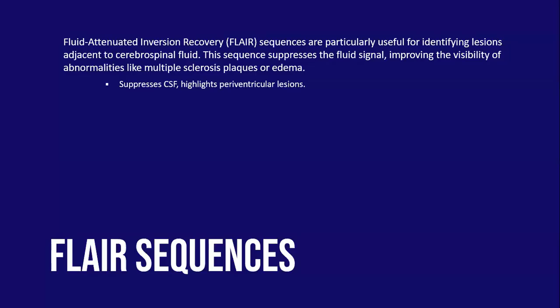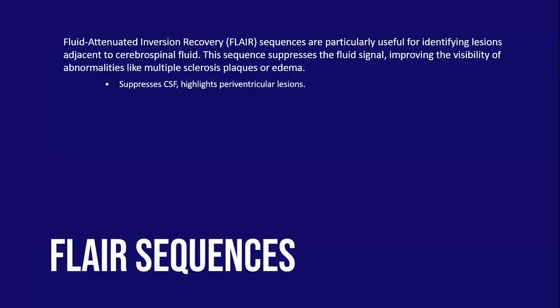Good. Now we have a 4th sequence that I would want to go through this evening, which is what we call FLAIR sequences. FLAIR stands for Fluid Attenuated Inversion Recovery, also called FLAIR in short. And these are quite useful for identifying lesions adjacent to cerebrospinal fluid. Now, if you remember, CSF would appear as bright on T2. So what you want to see, because not all fluid in the brain is CSF, it can be edema, it can be any other fluid that you can think about. The commonest one being edema.